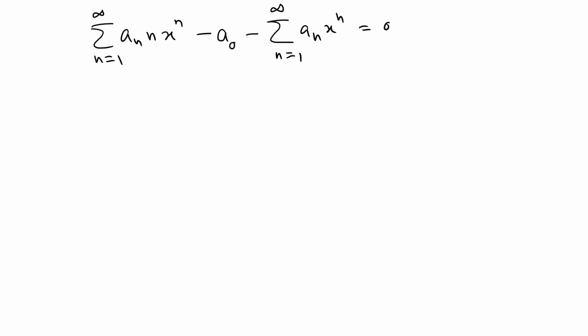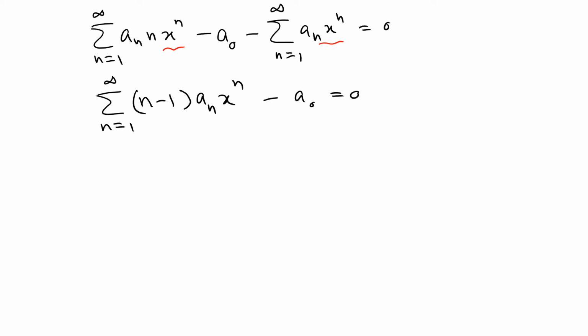Now we can combine these two terms, because you can see that they have the exact same power. So you're going to combine them. If you combine them, you can write this one as sigma n going from 1 to infinity. And you can see there's a subtraction, so that means you can write this one as (n minus 1) a_n x^n, and then we have minus a naught term. And you can see that the two sides have to be the same. So that means one side has a 0, the other side has to be 0.